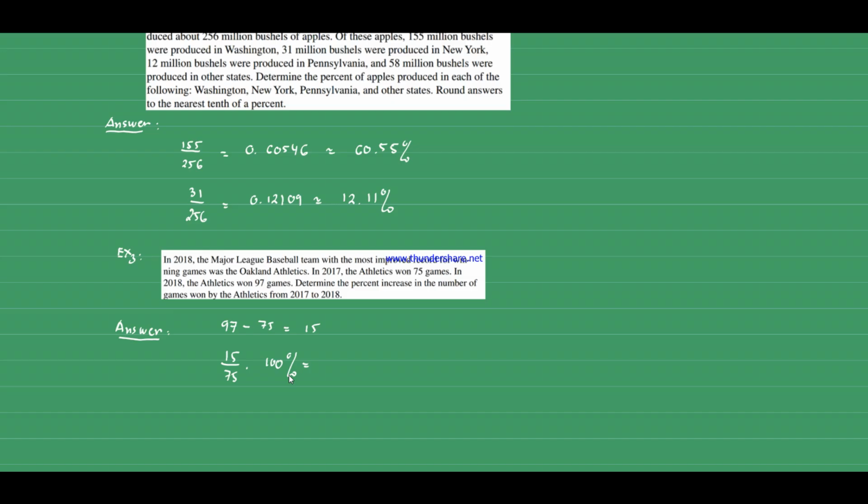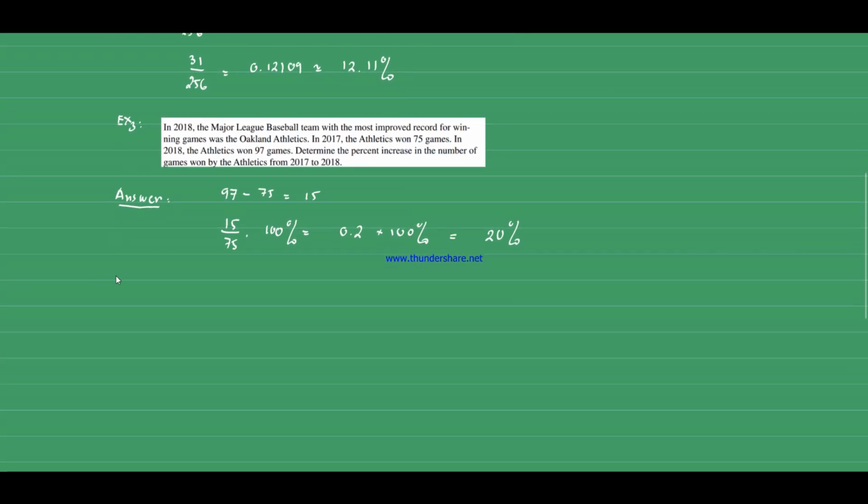So 22 divided by 75, multiply by 100. 22 divided by 75 is about 0.29. Multiply by 100%, because you move two decimal places, and that gives you about 29%. So it means a 29% increase. Okay. Alright, good. Example number 4.